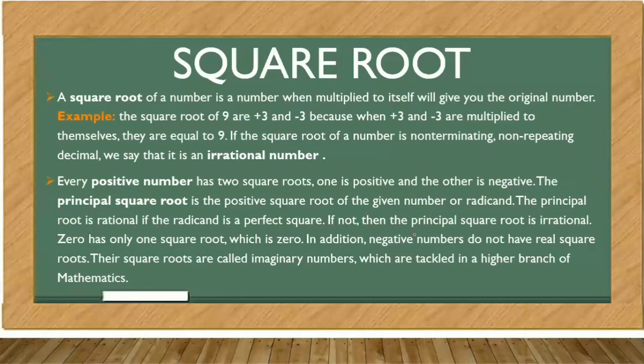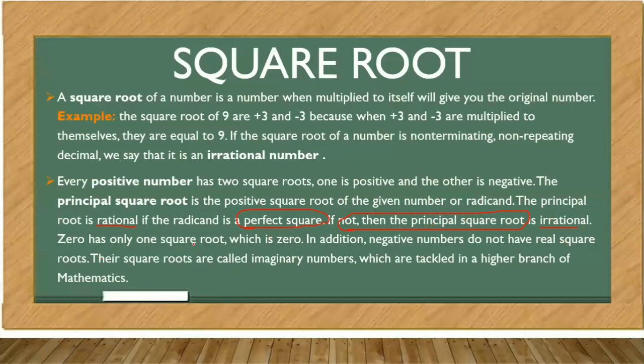The principal root is a rational if the radicand is a perfect square. Alright? So, kapag siya ay rational, kailangan siya ay perfect square, yung ating radicand. If not, kapag hindi siya perfect square, then the principal square root is irrational. Ibig sabihin, kapag hindi perfect square, ang tawag sa kanya ay irrational. Again, kapag rational, siya ay perfect square. Kapag hindi, not perfect square, it means that is irrational. Alright? Kapag perfect square, rational. Kapag hindi perfect square yung ating given na radicand, that is irrational.